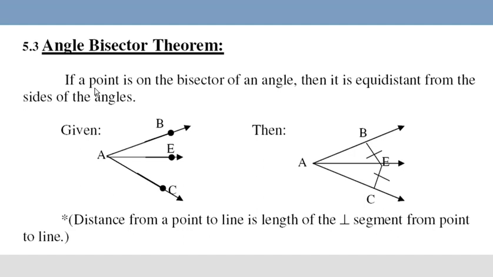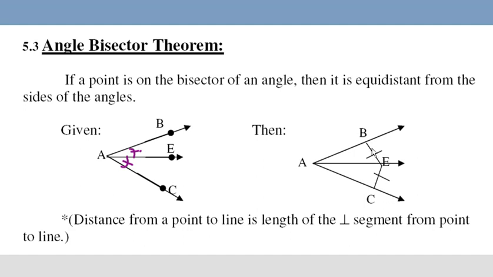And so the angle bisector theorem states if a point is on the bisector of an angle, then it is equidistant from the sides of the angle. So if I'm given that E is on the bisector of the angle, and I would know that because I would be shown it in some way. So I would see something like this, right? So this is my angle bisector, shows it cuts into two congruent pieces. Then it must be true that it is equidistant from the sides of the angle.